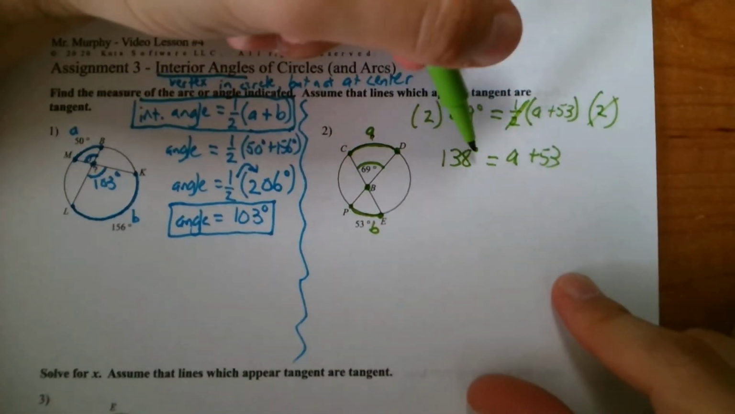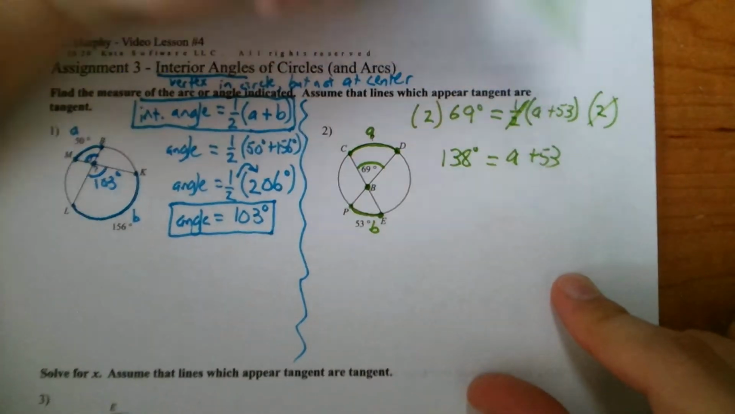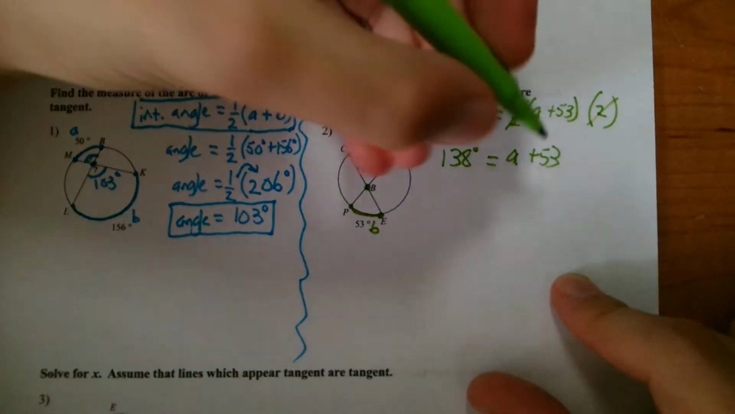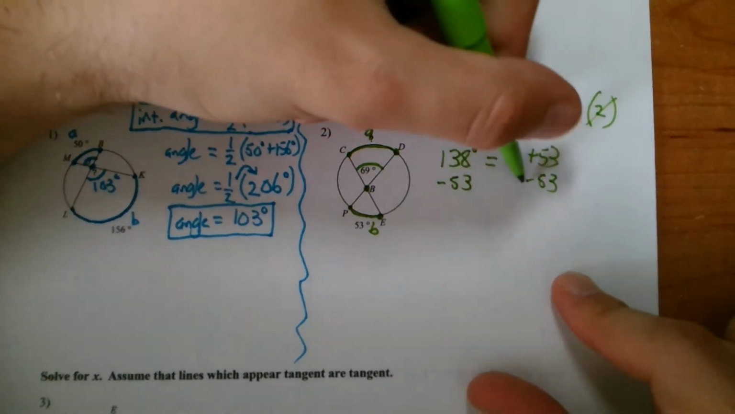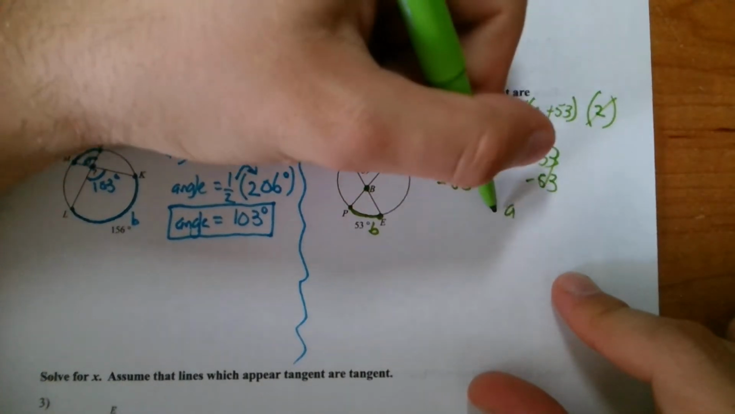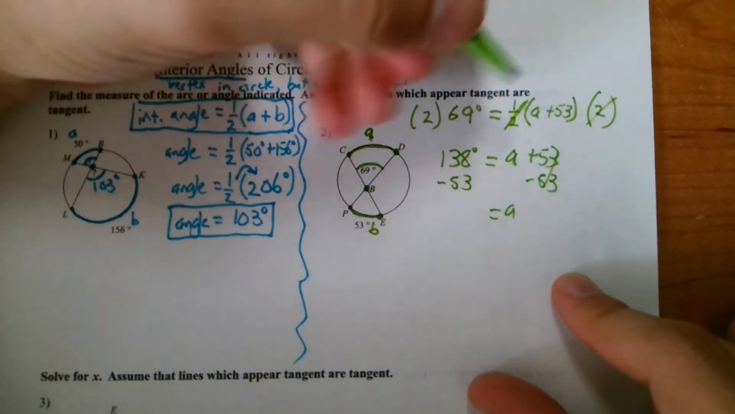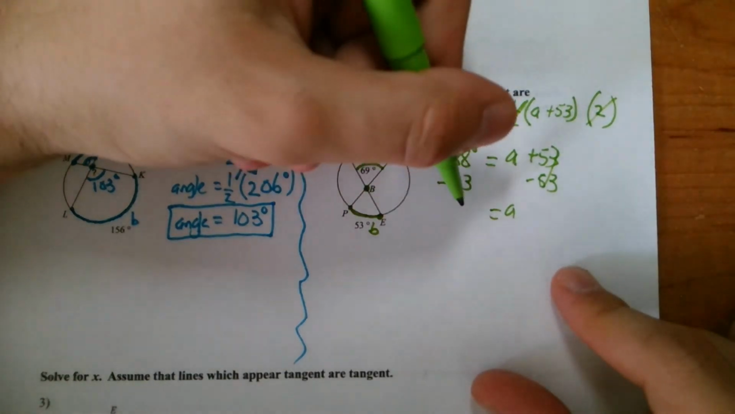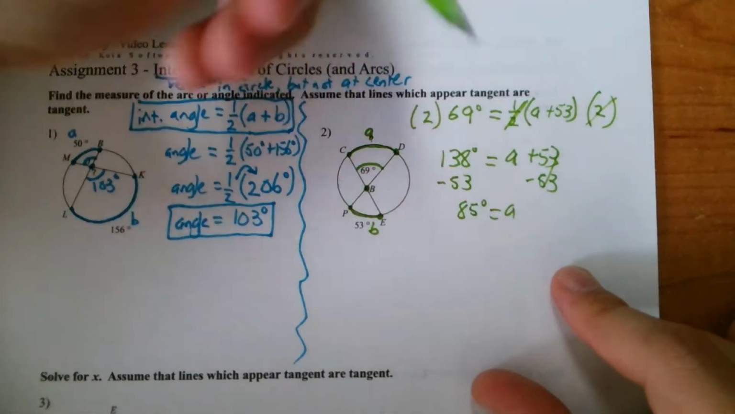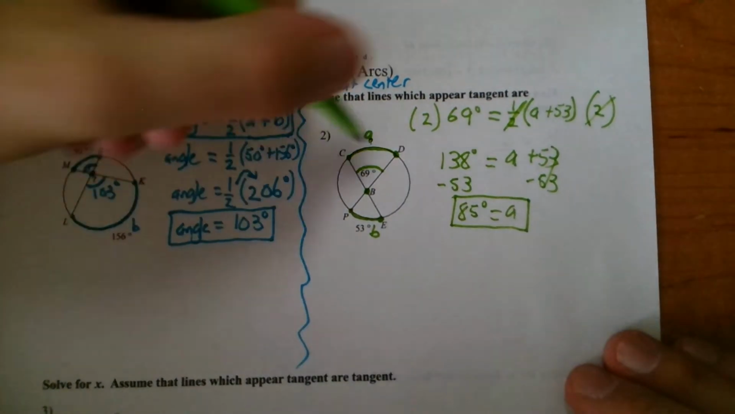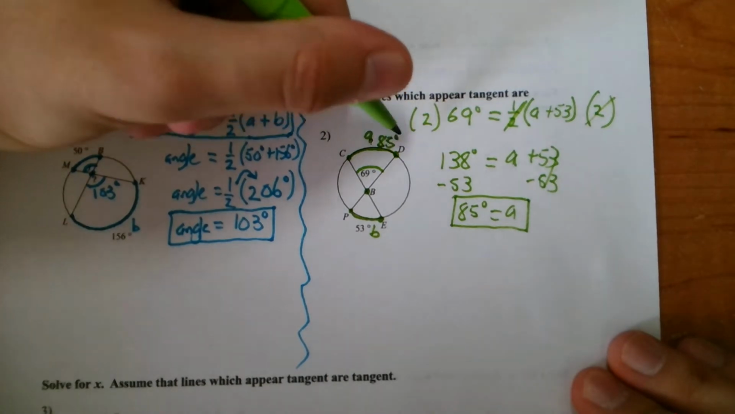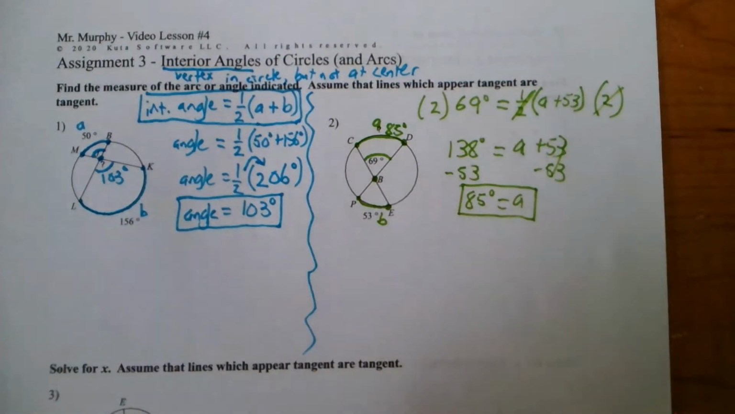And then here we go. I have 138 equals a plus 53. Now, subtract your 53, and that leaves me with a by itself. 138 minus 53 is going to give me 85 degrees, which I can write out here because now I know that's the measure of my arc. Cool.